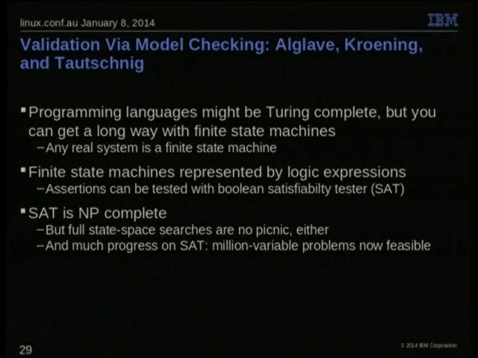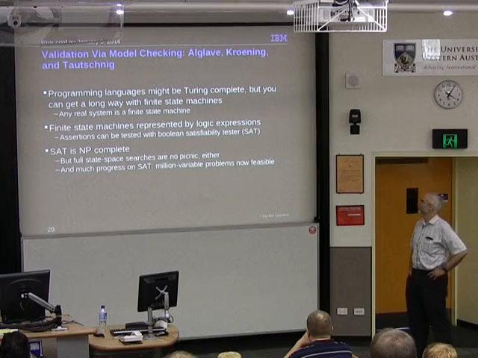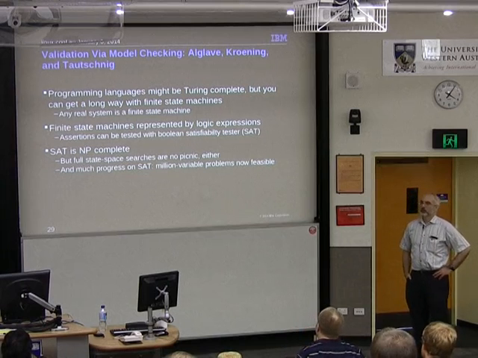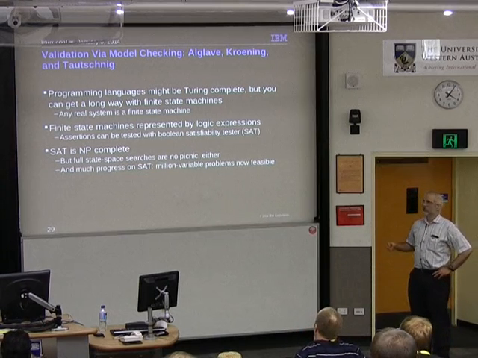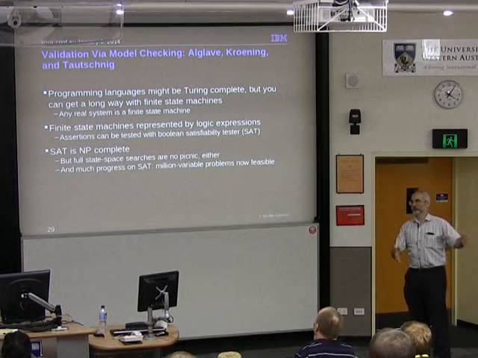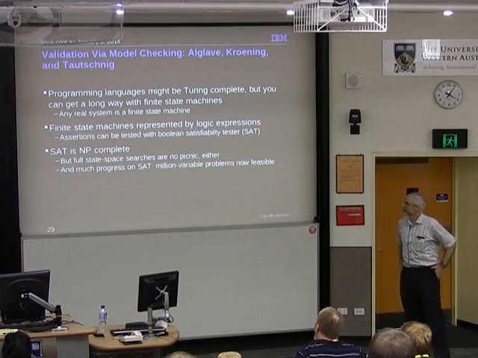Another approach is something that's pursued by Alglev, Kroning, and Chashnig. The thing is that programming language writers are very proud of the fact that their language is Turing complete. But the fact is, if you're running in a real system, it's a finite state machine. In fact, the universe seems to be a finite state machine, so there are some limits you have there. And a finite state machine can be represented by a logic expression. And if you have an assertion in that, you can use a SAT solver to determine whether or not that chunk of code that got turned into a logic expression will ever trigger.